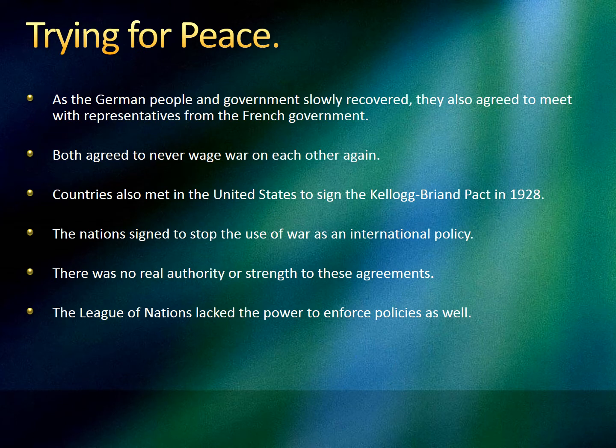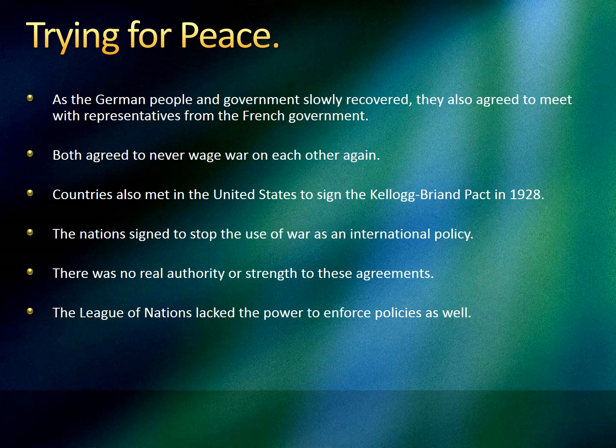As the German people and government slowly recovered, they also agreed to meet with representatives from the French government. Both France and Germany, along with some other countries who were there to witness this, agreed to never wage war on each other again. Well, we'll see how that plays out. Countries also met in the United States to sign the Kellogg-Briand Pact in 1928. What this said was that nations signed to stop the use of war in their national policies. They said, listen, we shouldn't use war as a threat to solve our problems. We should try to talk, negotiate, and discuss instead of going to war. Again, we'll see how that works out.